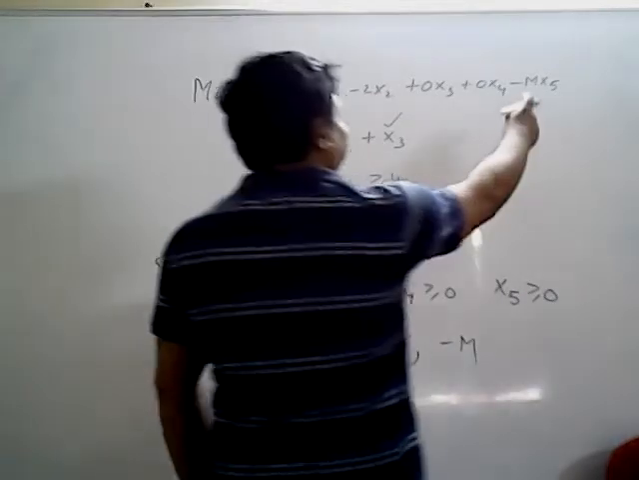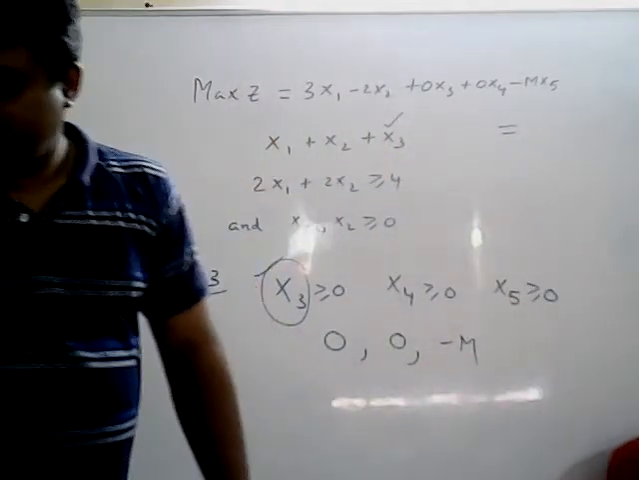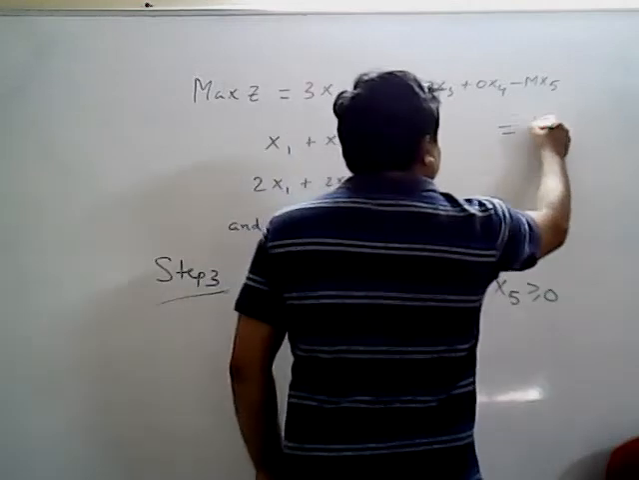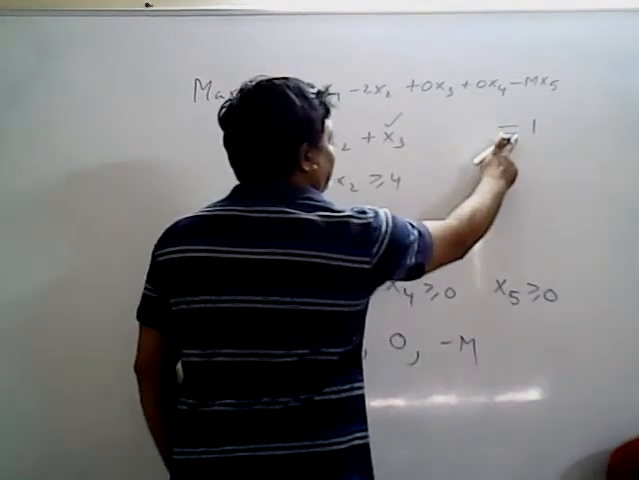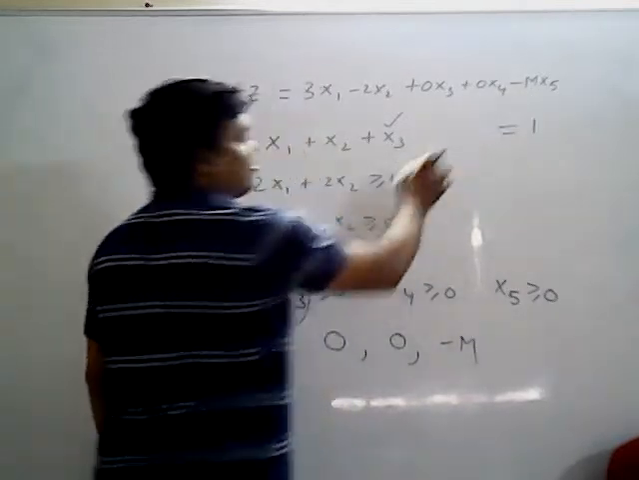How many variables are there? 5 are there. Leave some space. Equivalent to what value? Value is 1. So the slack variable is added so that the inequality becomes equivalent to 1. Why do I require space? Because 5 variables are there, so I require space.